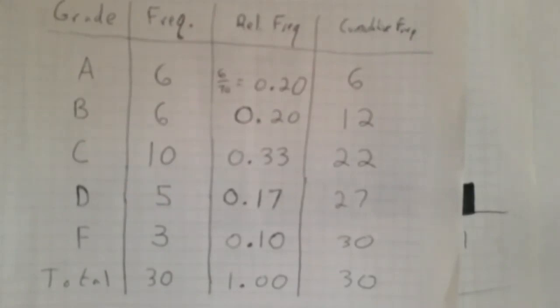And so this is probably kind of useful, because you can also see right away that 22 people made A, B, C. So if you consider an A, B, or C to be passing, you can look right here and figure out right away how many people are passing the class.